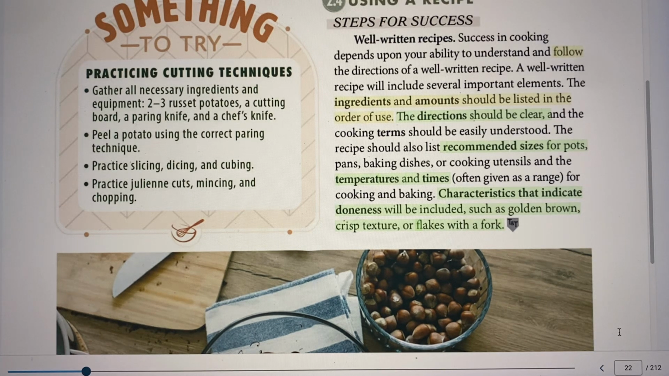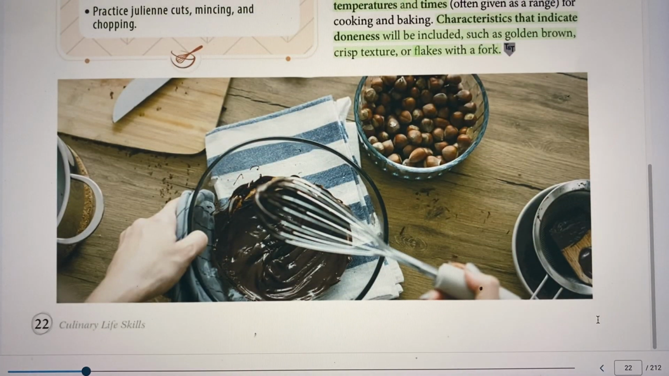The temperature and times are very important too, especially if it's been put in the oven, otherwise we don't know how long to cook it. And the characteristics of doneness, to see how it's done. Is it brown, or is it flaky, or is it crisp? These are good words. And also, what does it yield? What is the yield of it?